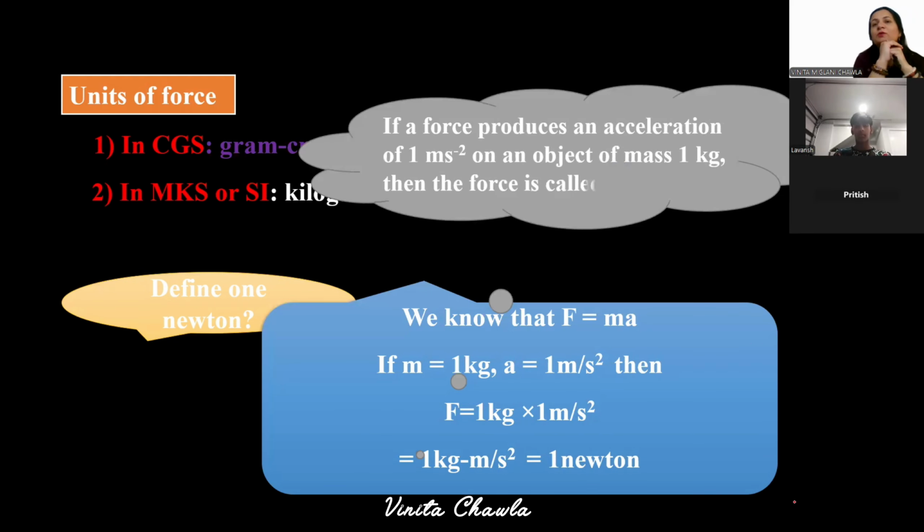Okay, so if a force produces an acceleration of 1 meter per second square on an object of mass 1 kilogram, then the force is called 1 Newton. This is the definition of 1 Newton.